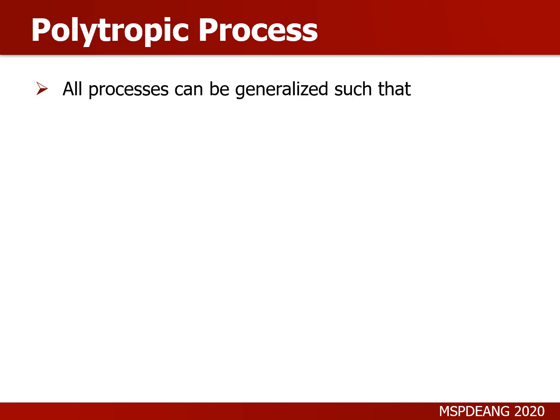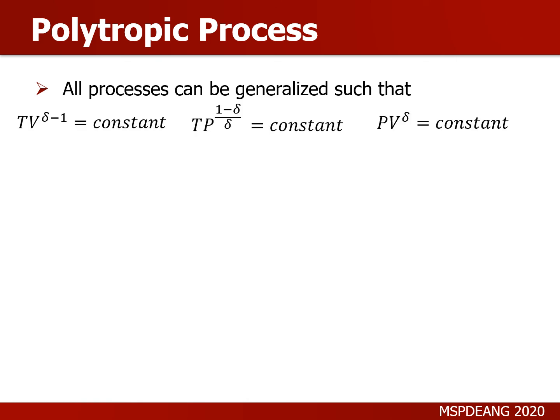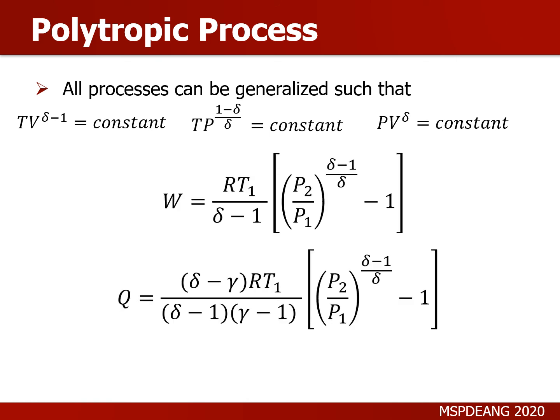Now, generally, any thermodynamic process involving ideal gas can be classified as a polytropic process, where the polytropic process can be the following. It is just like the earlier one, but instead of gamma, it is raised to delta. And W and Q can be expressed in terms of delta as well. We won't go into the derivation of this because it is quite long, but you can do this on your own if you really want to. Okay? So now, what are the values of delta for these polytropic processes?